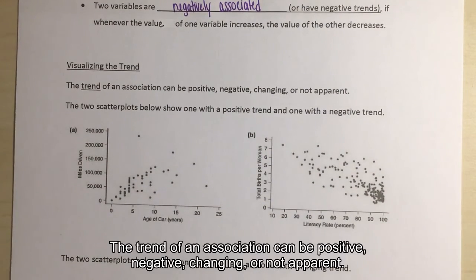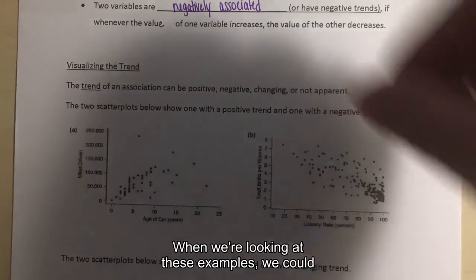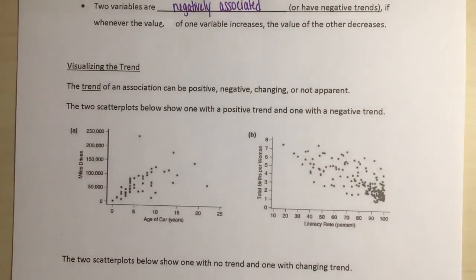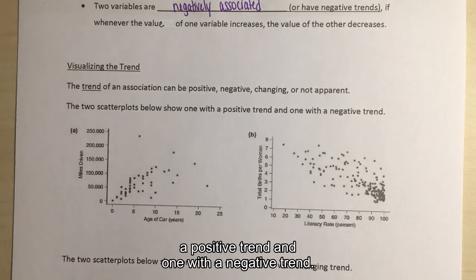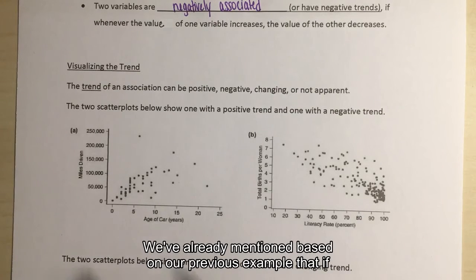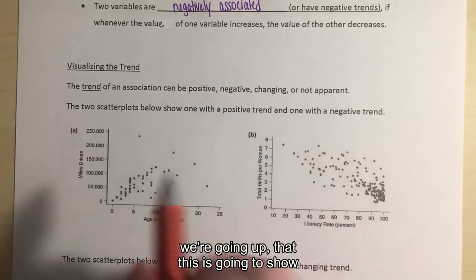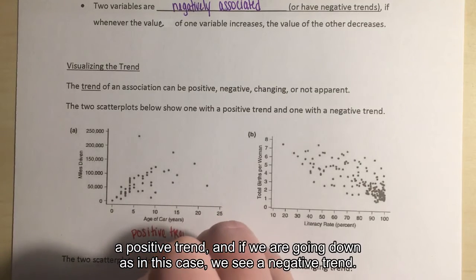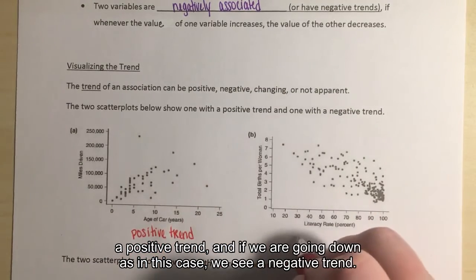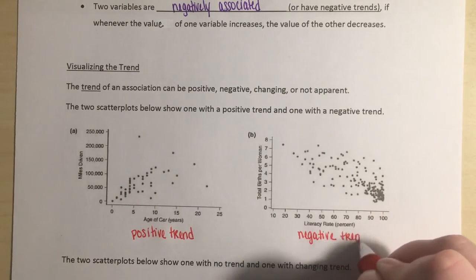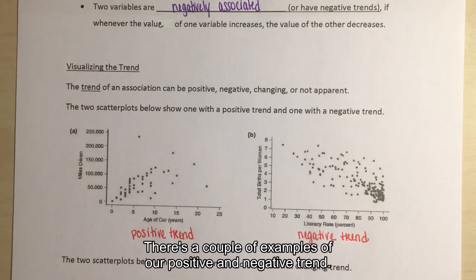So the trend of an association can be positive, negative, changing, or not apparent. When we're looking at these examples, we could see a few different things as we're going through. The two scatter plots below show one with a positive trend and one with a negative trend. We've already mentioned based on our previous example that if we're going up, this is going to show a positive trend. And if we are going down, as in this case, we see a negative trend.